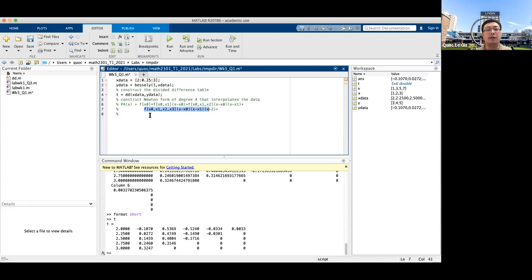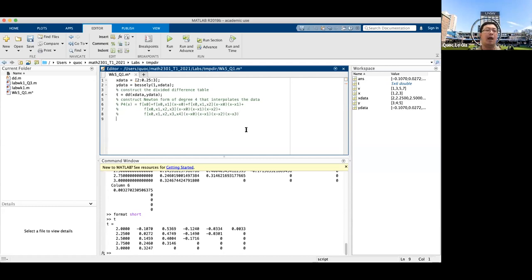So what is the divided difference over x0 up to x4, and the product we have (x minus x0), (x minus x1), (x minus x2), and (x minus x3). Okay, so that is the full polynomial of degree 4 that interpolates the function Bessel y over the data points.